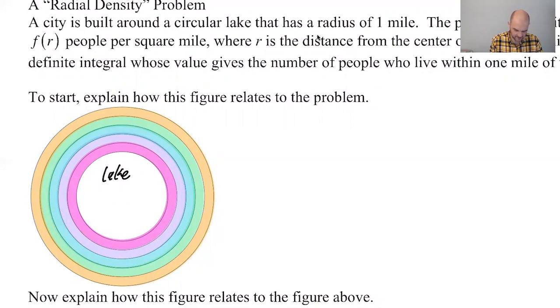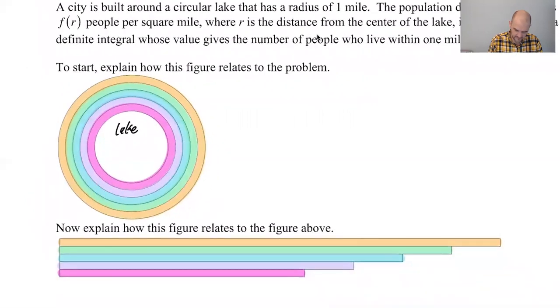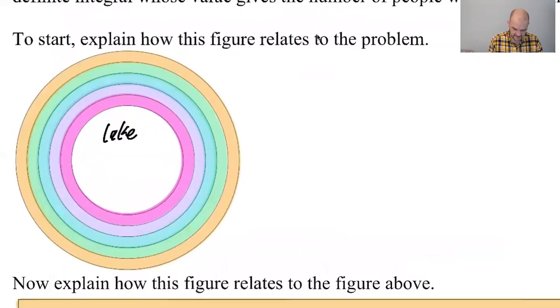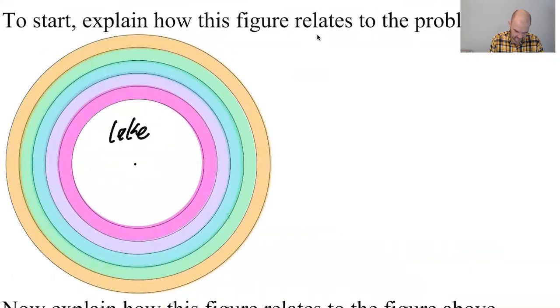But let's see if we can figure out what's going on with this picture as it relates to this picture, right? So I went through and I color-coded things, kind of. It took longer than you might guess. So what I'm going to do is, let's see. We have, this is r, right? So this will be r.